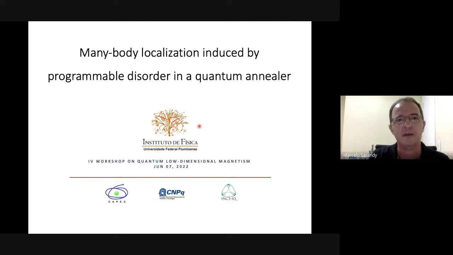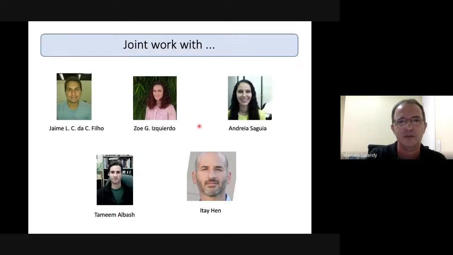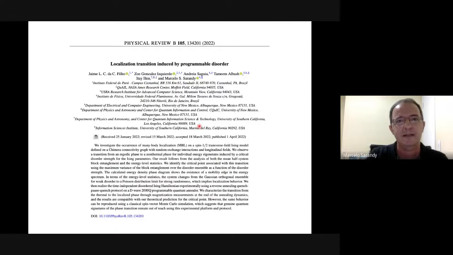Okay, so the aim of my talk is to present some results about many-body localization and its experimental implementation in a quantum annealer. This is a joint work with Jaime Filho, Zoe Izquierdo, Andrea Saguia, Tameem Albash, and Itai Hen. This is a Brazil-US collaboration, so Jaime and Andrea are from our group here in Brazil, and Zoe, Tameem, and Itai are from the US team. Most of my presentation is contained in this reference here. If more details are needed about what I'm going to present, please go to this paper, okay?